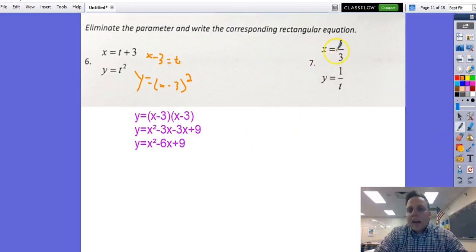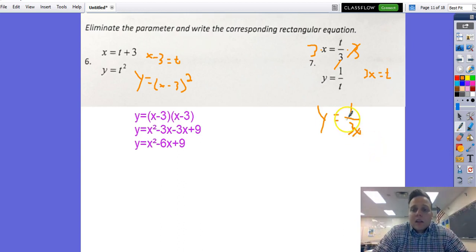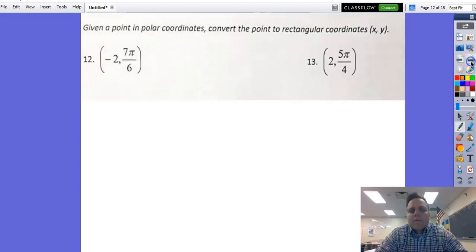It says x is equal to t over 3. So we just need to multiply both sides by 3. 3 times x is just 3x, and t over 3 times 3, the 3's cancel, so you get just t. Now we know that t is equal to 3x. If y is equal to 1 over t, I can substitute in 3x for t. So y is equal to 1 over 3x. And that's the answer. I'm done. There's no need to do anything else. There's nothing else you can do. So there you go. Let's move on.